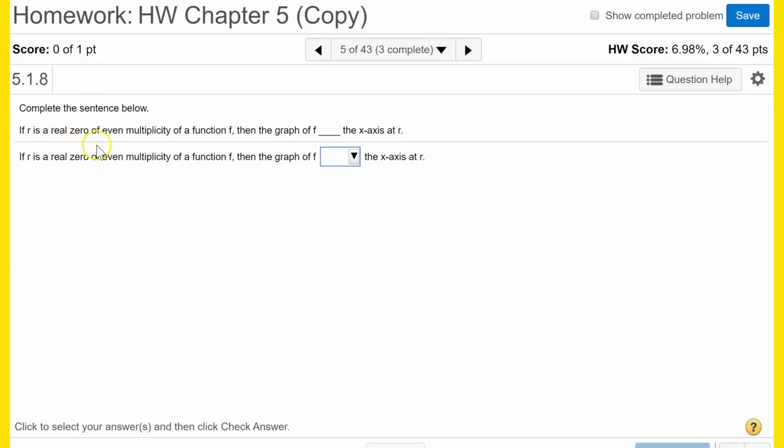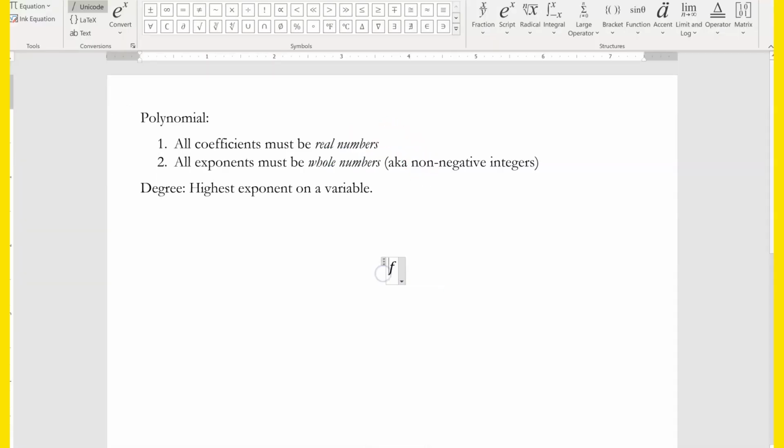If r is a real zero of even multiplicity of a function, then the graph of f does what? The x-axis at r. All right, there's a new concept I need to teach you. Let's say you had a function f of x, and let's say it factored out like this: x plus 3, x minus 1, x minus 1, x minus 5. So that's the way it factored.